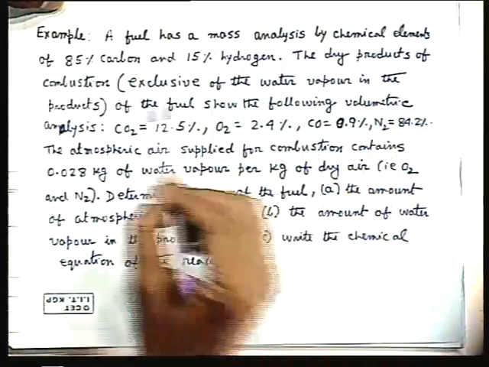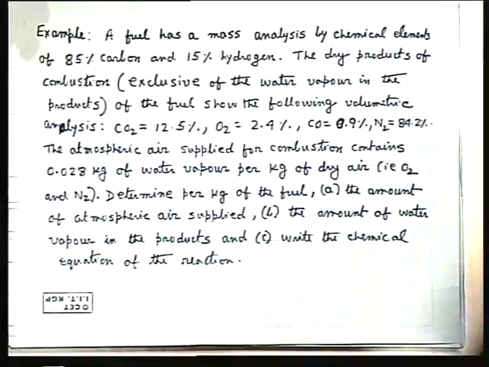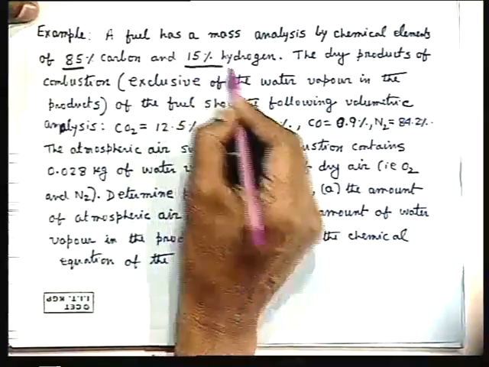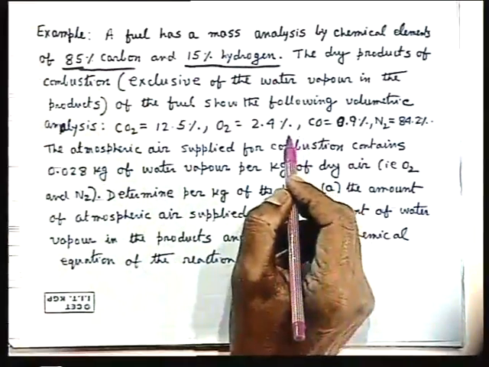Now, we will first understand this through a simple problem. Whatever we have discussed will be made clearer if we go through this simple example problem. Let us see this problem. Slowly go through it. A fuel has a mass analysis by chemical elements of 85% carbon and 15% hydrogen. These are the pertinent data.